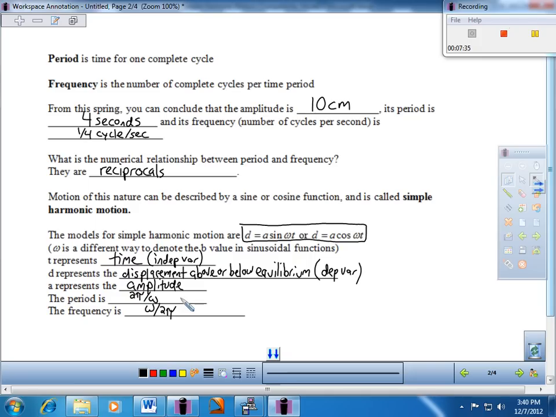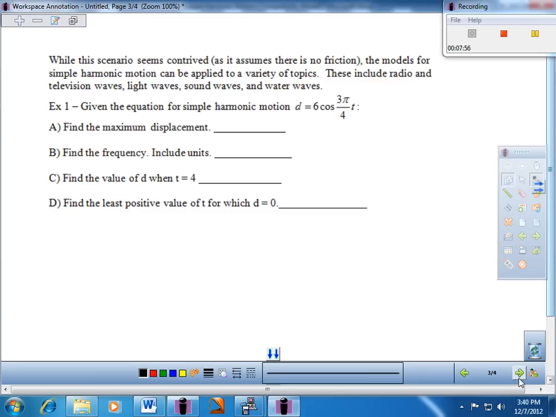Okay, so from our sinusoidal model, representing simple harmonic motion, those are the pieces that we're going to take a look at. And so what we'll do is just try a few examples with this, either creating it or working with it algebraically, and we'll see how that goes. So I'm going to go to my next screen, and let me just read the little blurb that I have above, and then we'll go for example one.